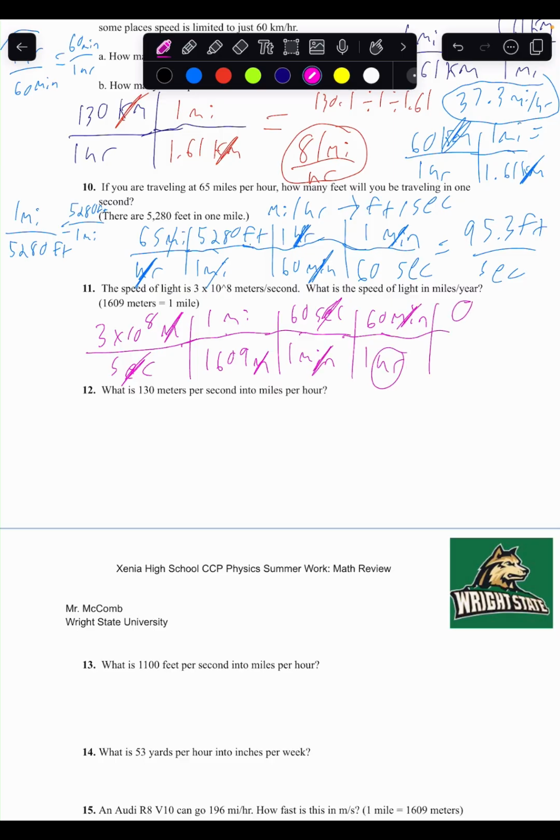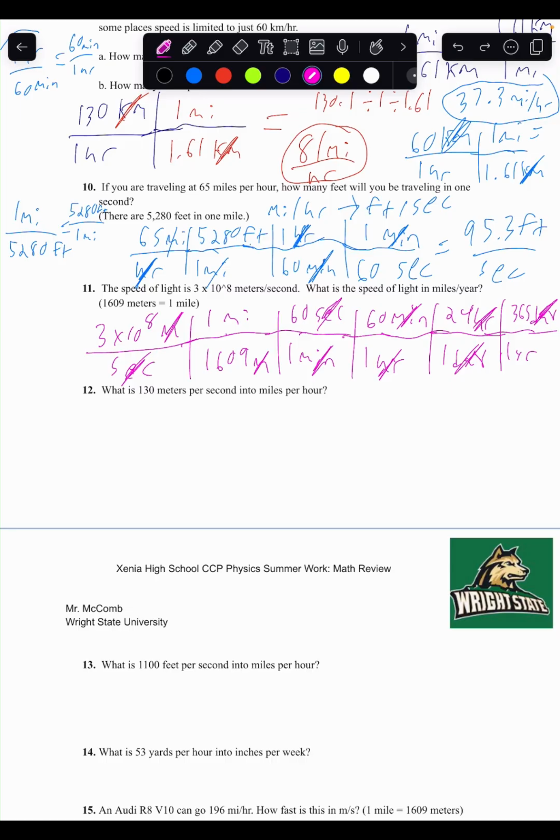Hours is here, we want hours up here. So 24 hours in a day, that's 24 hours in 1 day. And then days is here, so we want days up here. 365 days in 1 year. Okay, and now we've got it in miles per year. Easy peasy.